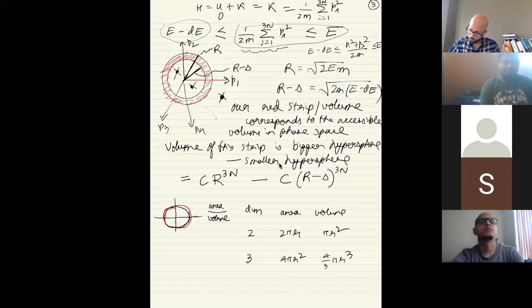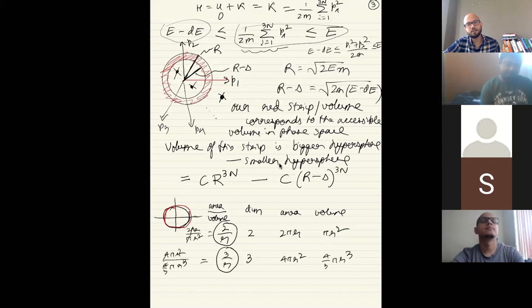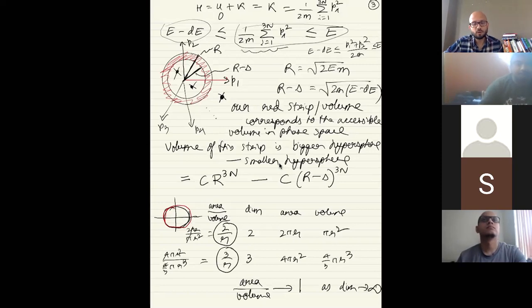So if you take the ratio over here, what do you get? 2 pi r by pi r square, pi cancel, you're left with 2 divided by r. If you go to this one, 4 pi r square by 4 by 3 pi r cube, 4 cancel, and you're left with 3 by r. Notice something happened. For the same radius, the numerator increased. My claim here is that area by volume tends to 1 as dimensionality tends to infinity. That's what we are trying to prove.